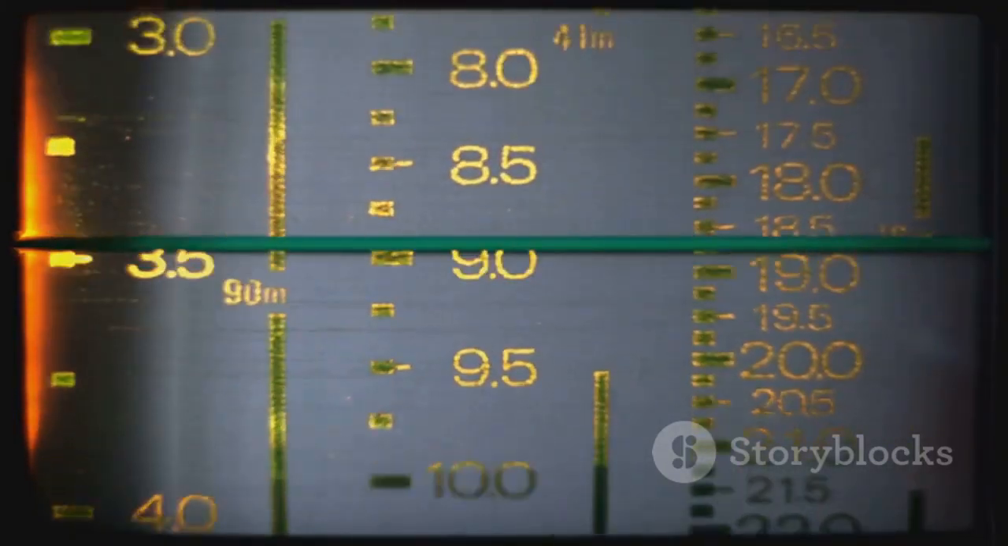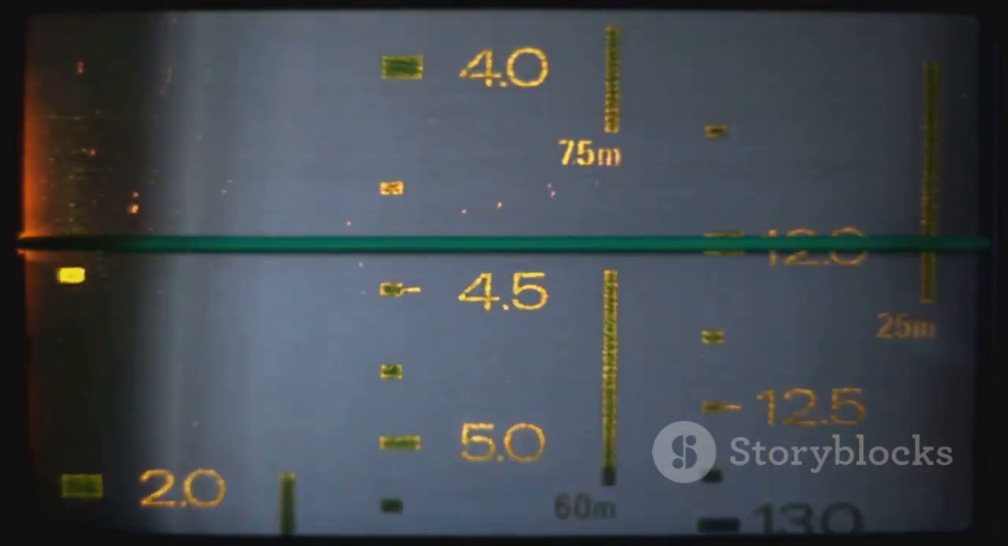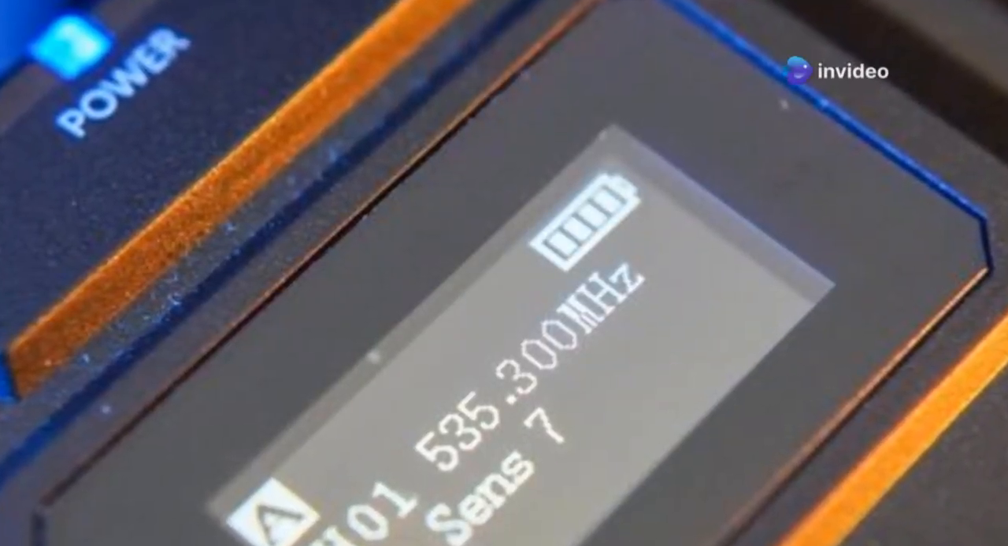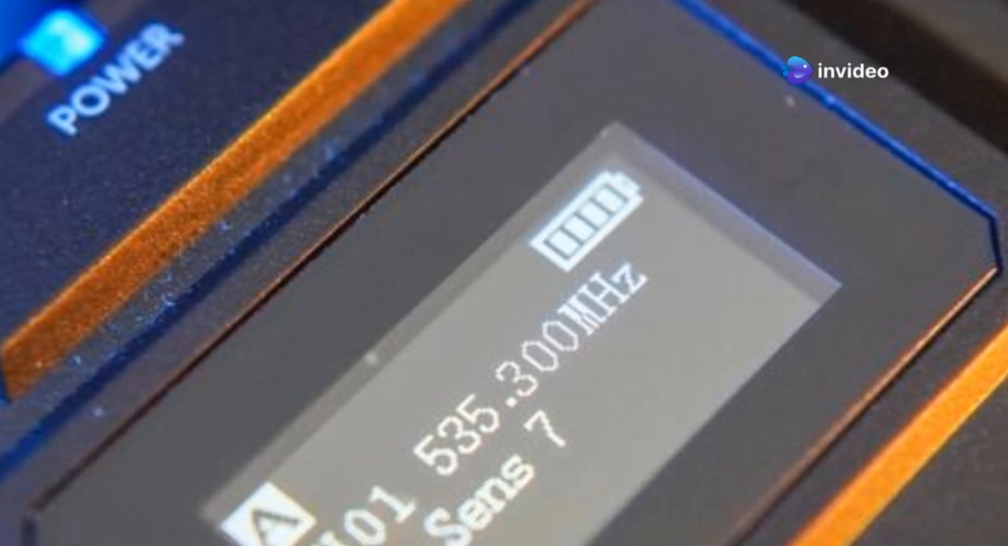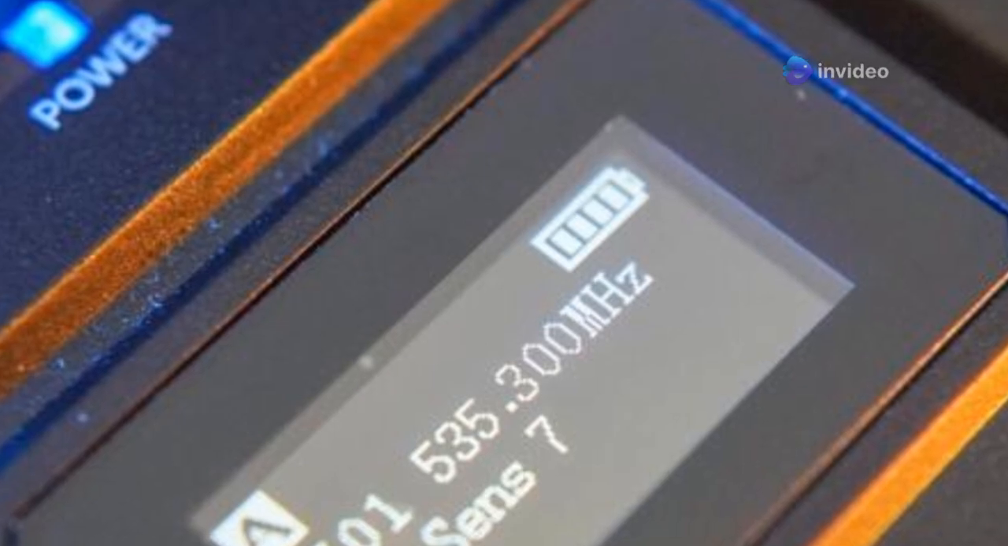Think of SQUELCH as a volume threshold. You set this threshold to determine the minimum signal strength required for the radio to unmute and let the audio through. Weak signals and background noise stay below this threshold. They're effectively blocked out, ensuring that you only hear the transmissions that matter. When a strong signal arrives, it breaks through the SQUELCH and you hear it loud and clear. This is particularly useful in environments with a lot of radio traffic or interference.